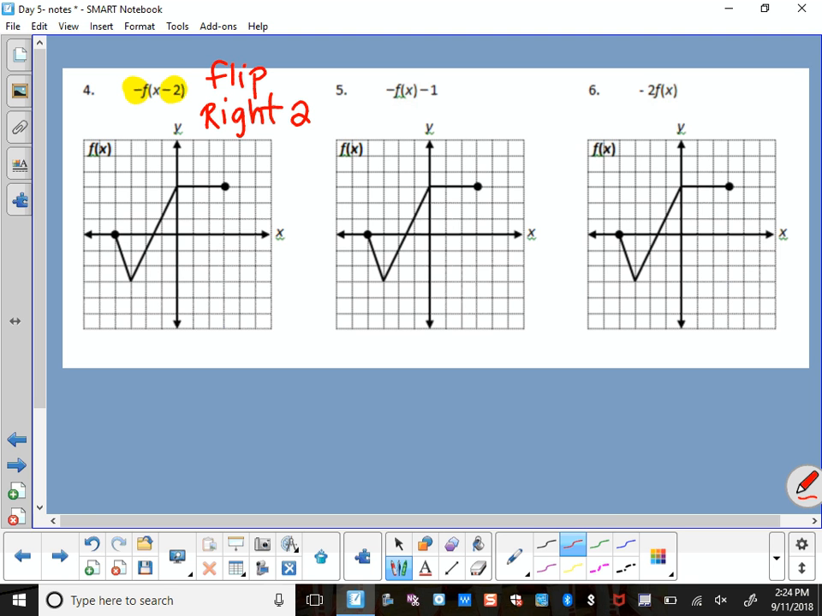All right, once you have that, let's go ahead and draw the transformation. I bolded my vertices. So I'm going to flip and then go right 2. It doesn't matter what you do first, because you're going to end up in the same position. If I flip my first point, it's already on the x-axis, it doesn't move. Then I go to the right 2. My new point is there.